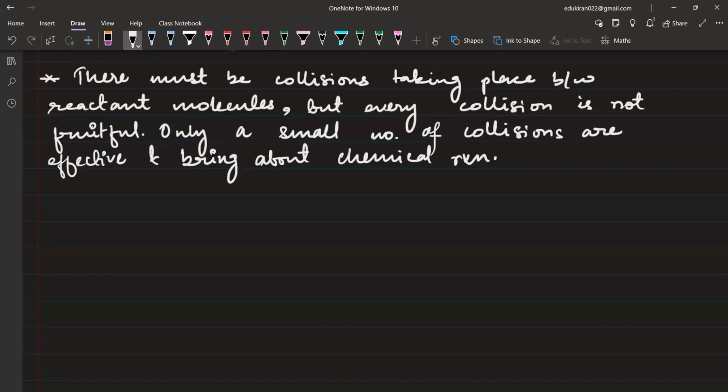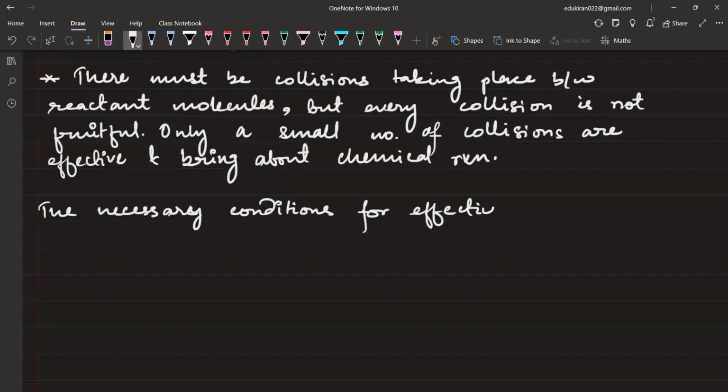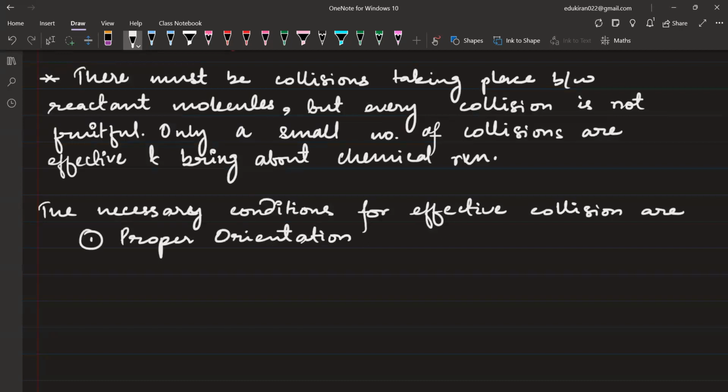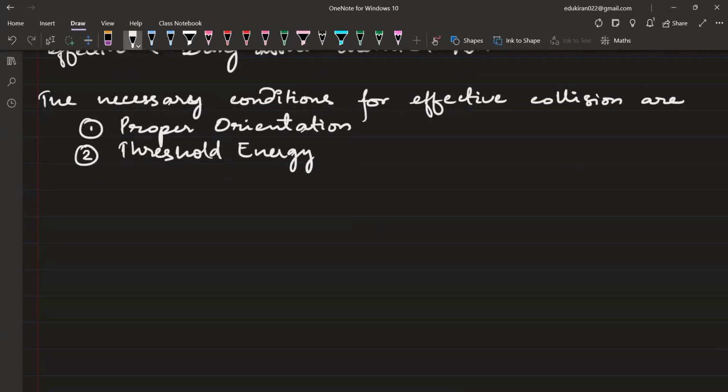So first of all, write that the necessary conditions for effective collision are: number one, proper orientation; and number two is threshold energy. थ्रेशोल्ड एनर्जी, ठीक है.